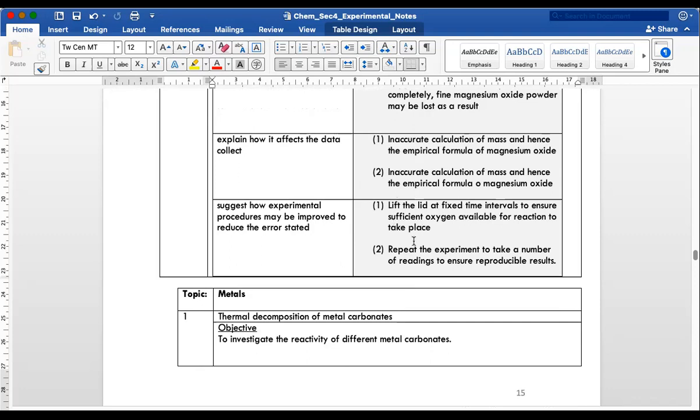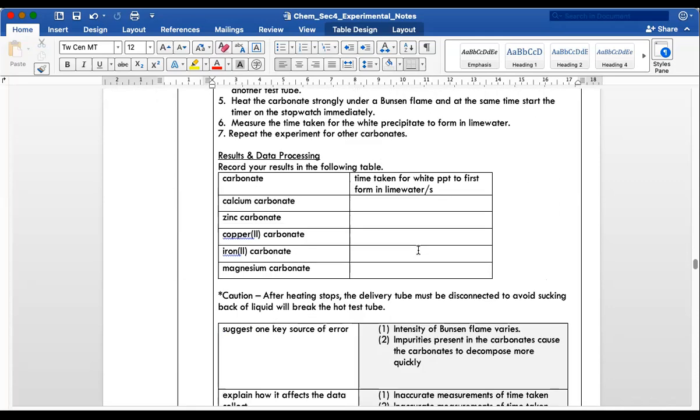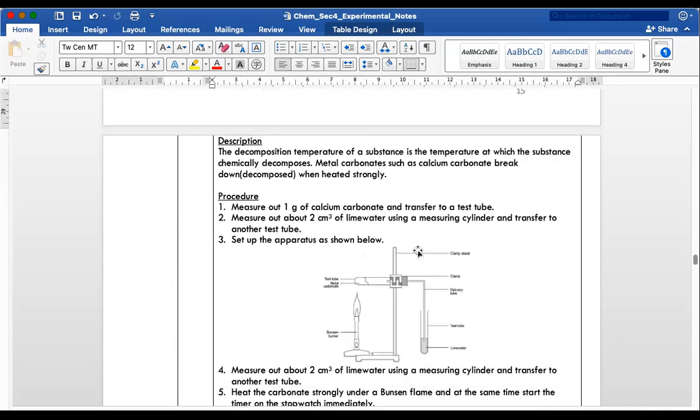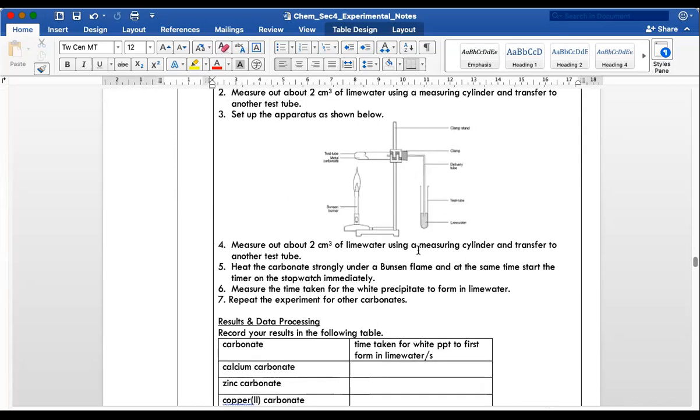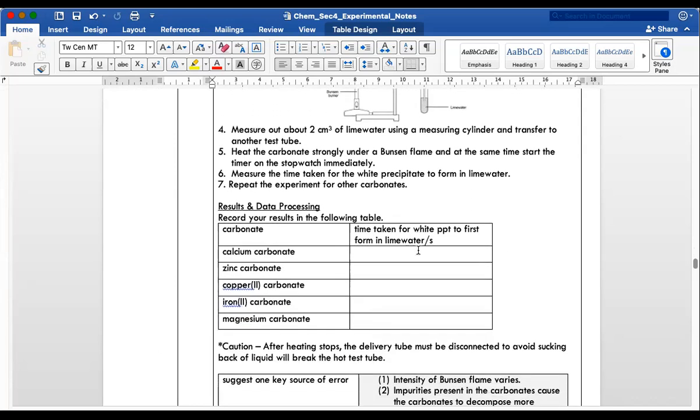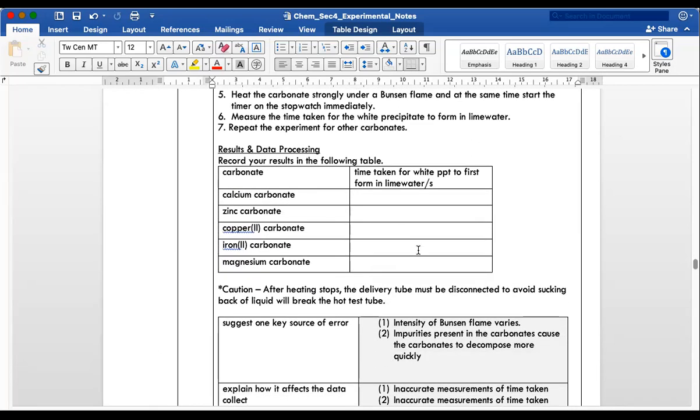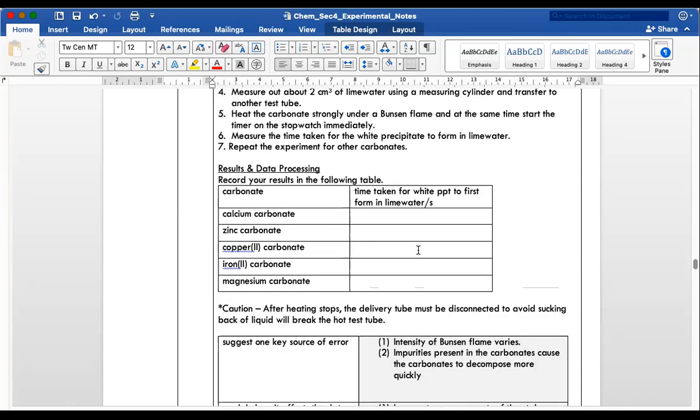As for procedure improvement, you can talk about how you repeat the experiment to take more readings to ensure reproducible results. Then for this one, again, it depends on the experiment nature. Like if they ask you to decompose carbonate to obtain the CO2 gas to see how much time is taken to form the precipitate in lime water, like this, right?